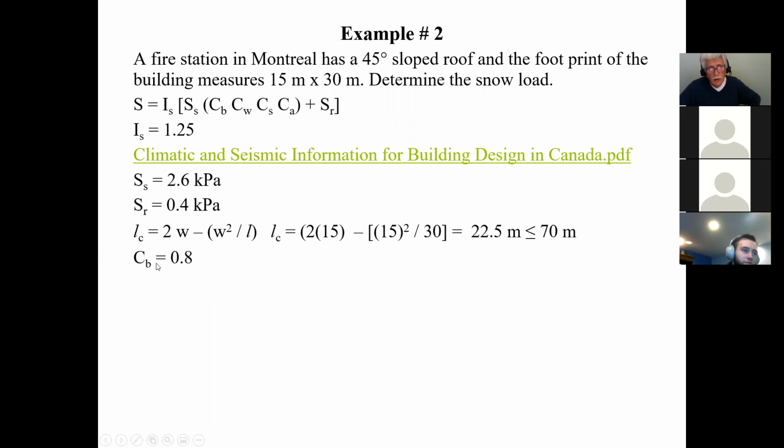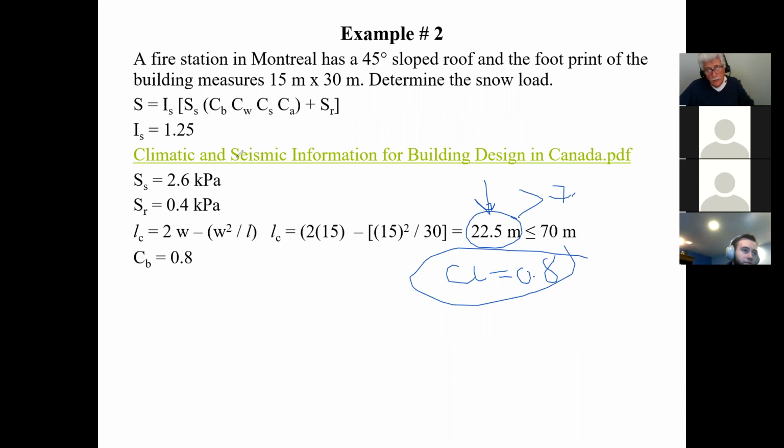CB is never less than 0.8. The only time CB will be greater than 0.8 is when the characteristic length is greater than 70. Otherwise, CB is always equal to 0.8, okay? And if you accidentally get a characteristic length less than that, and you happen to put in that formula that we had in the other example, it's wrong, okay? You shouldn't be doing that. I never tried it, but some people.